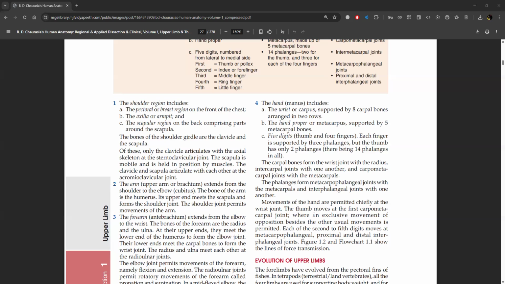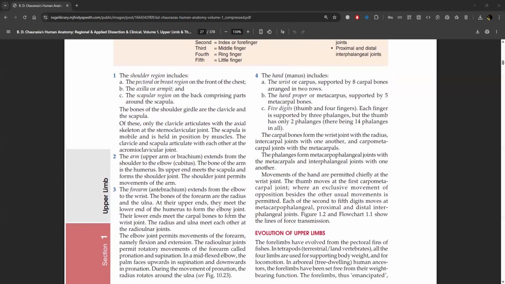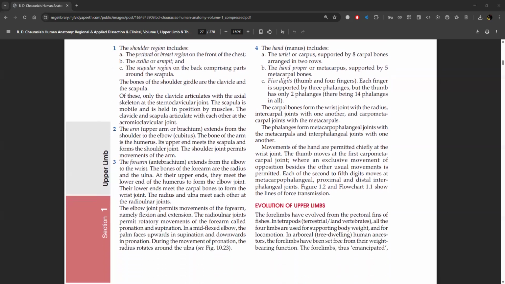The arm, upper arm or brachium, extends from the shoulder to the elbow, cubitus. The bone of the arm is the humerus. Its upper end meets the scapula and forms the shoulder joint. The shoulder joint permits movements of the arm. The forearm, antebrachium, extends from the elbow to the wrist. The bones of the forearm are the radius and the ulna.